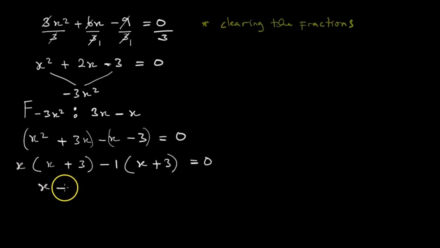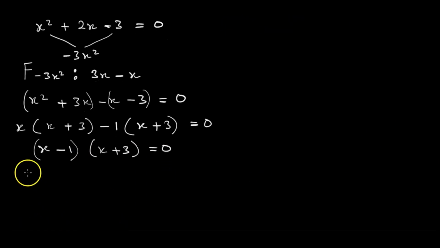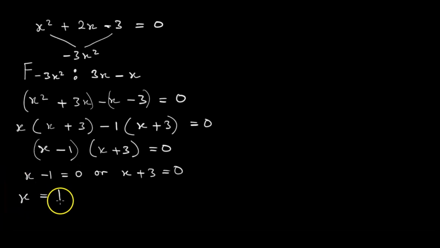Then we group the terms outside into a bracket: x minus 1, then x plus 3 is equal to 0, like that. Then either the bracket x minus 1 is equal to 0 or the bracket x plus 3 is equal to 0. This means x is equal to 1 or x is equal to minus 3. This is the final answer.